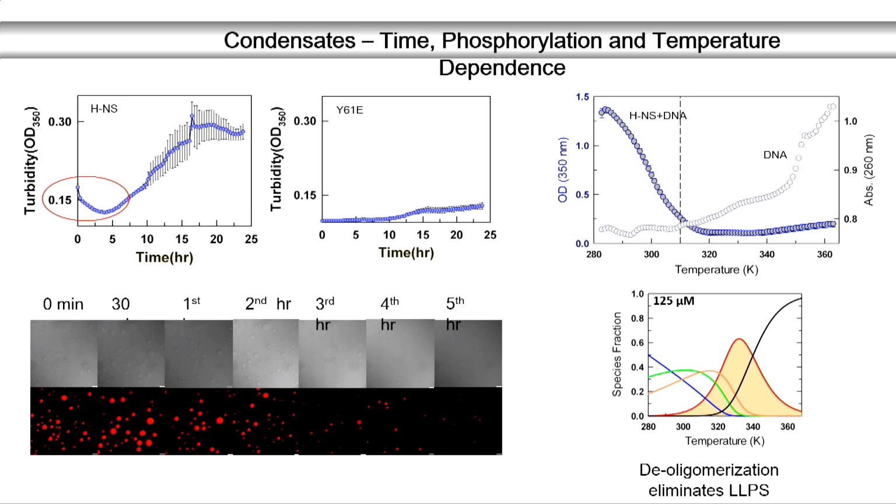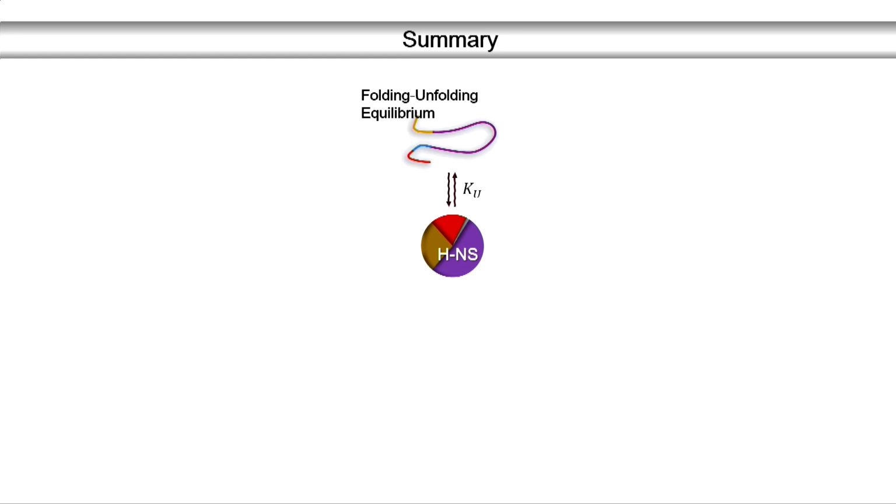But when there is no higher order oligomerization, it not only is unable to bind DNA, it's also unable to form droplets. Right? So the summary, though there are many parts that I skipped simply because of time, is that what we have shown is that the ways in which HNS can sense environment can be divided into multiple ways in which this can happen.